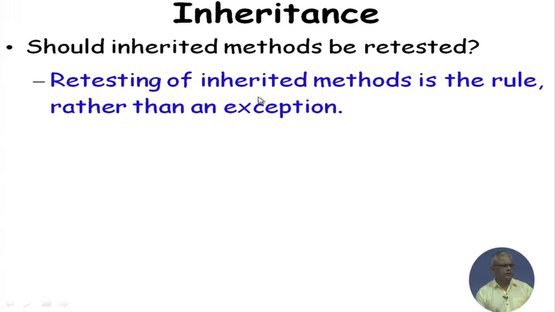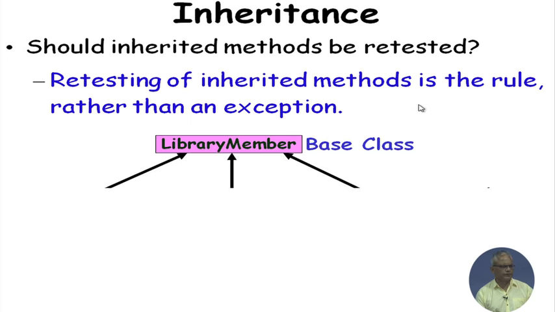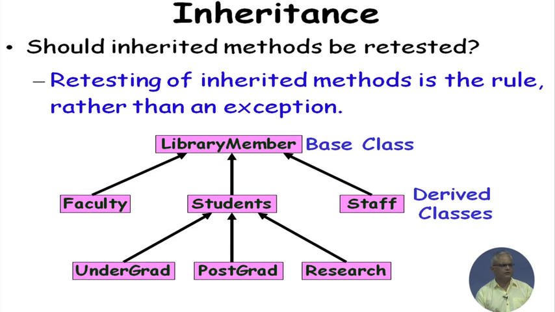Surprisingly and unfortunately, it is mandatory to test the inherited methods. Retesting of the inherited methods is the rule rather than an exception. Why is that? Because these were the methods that were all tested in the base class to be working fine, and we have just inherited them in the derived class. Why do we have to test them again thoroughly in the derived class? Let us examine that problem.